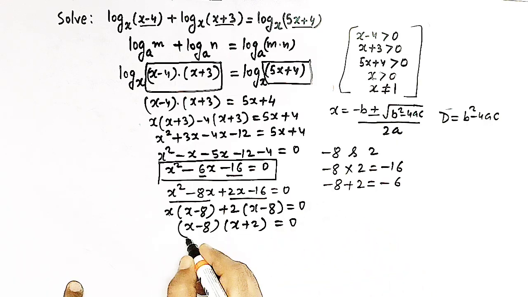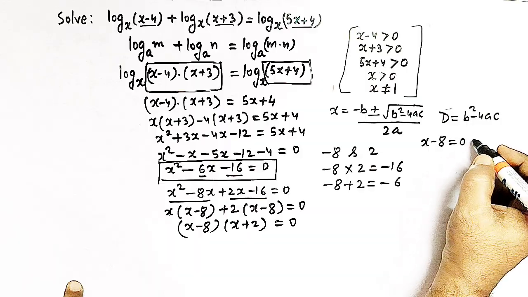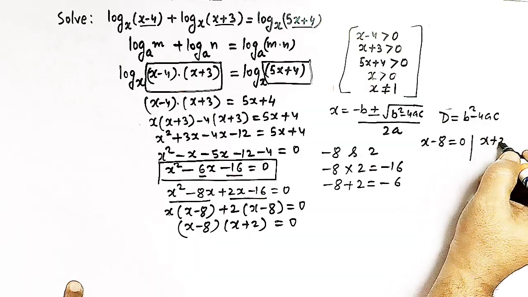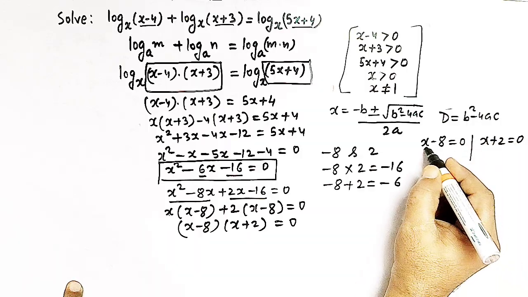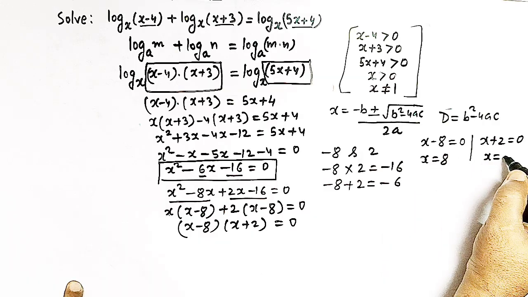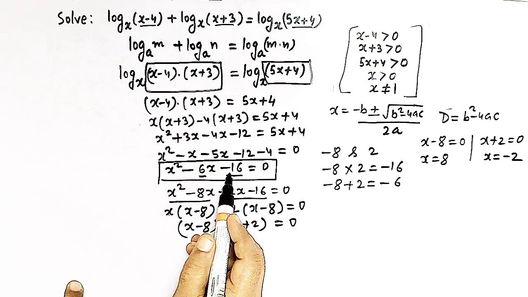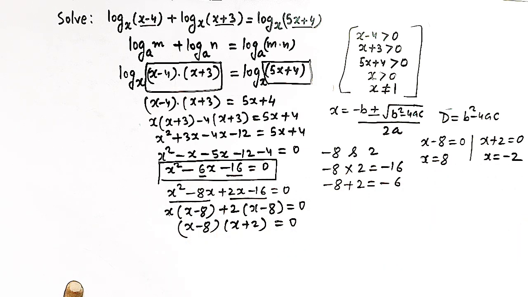So the roots can be given by x minus 8 is equal to 0, and x plus 2 is equal to 0. So from here we have x is equal to 8. From here we have x is equal to minus 2. So this quadratic equation has two roots, 8 and minus 2.